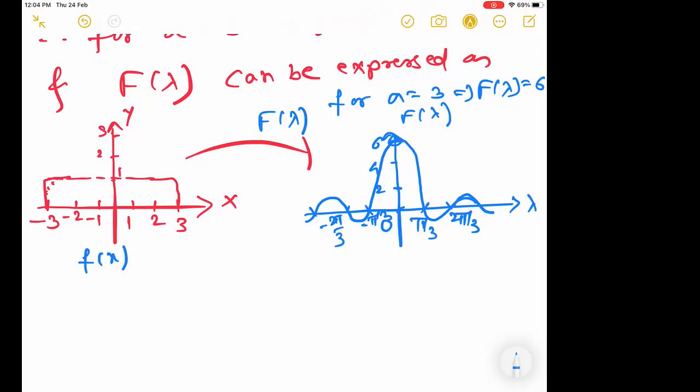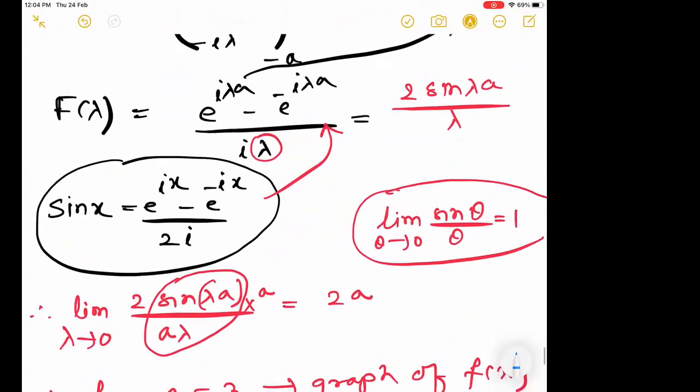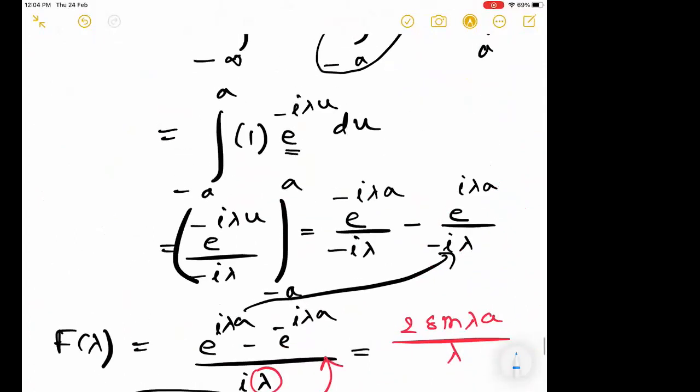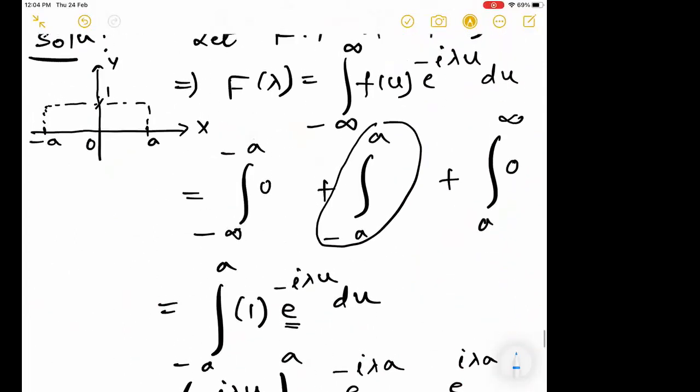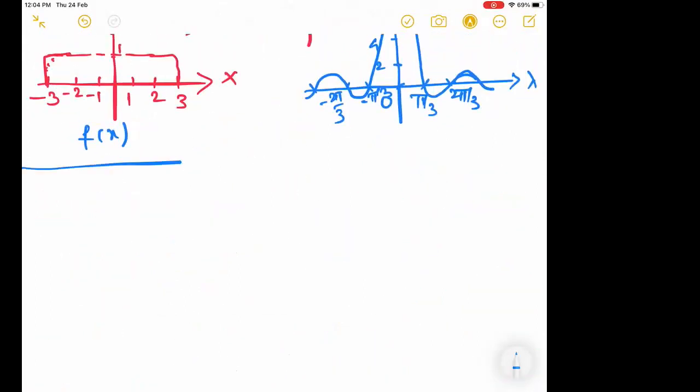Once again, you try to solve on your own so that you can understand better, and the formulae also will be remembered properly. Any doubt? So one more we'll calculate and then we'll stop.